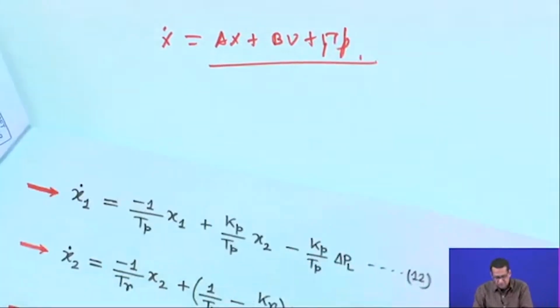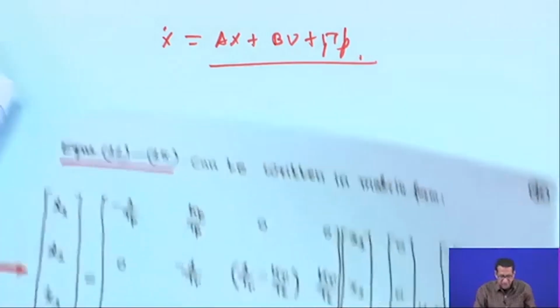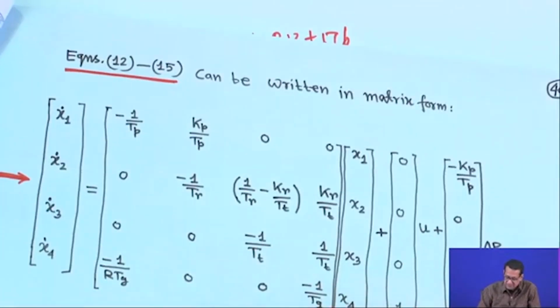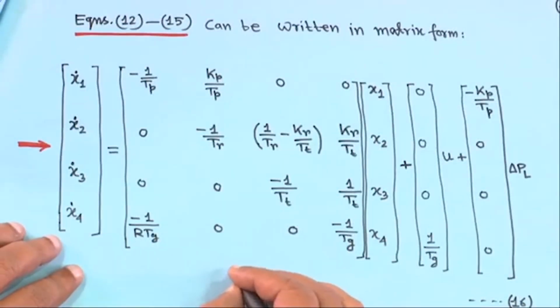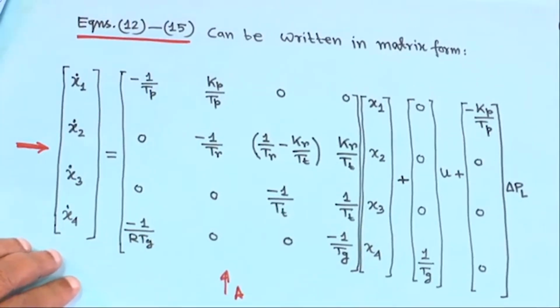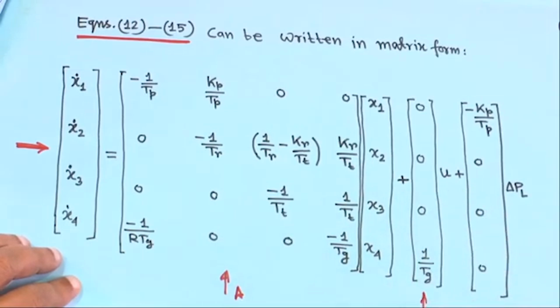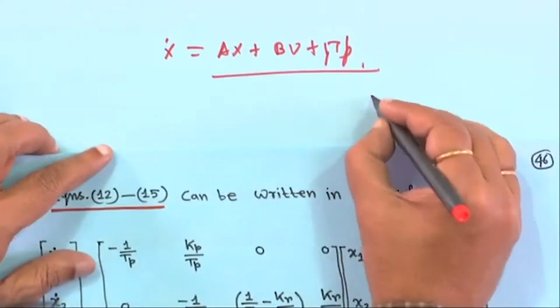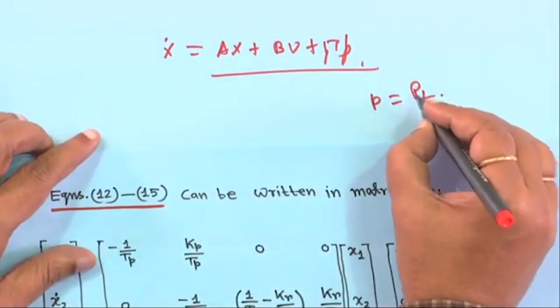Now, if you do so, then what you will get is x dot is equal to Ax plus Bu plus gamma p. This is your A matrix, and this is u, this will be B, and this is delta PL. Gamma p means this p is equal to PL. I made it delta PL because it is the change in the load.